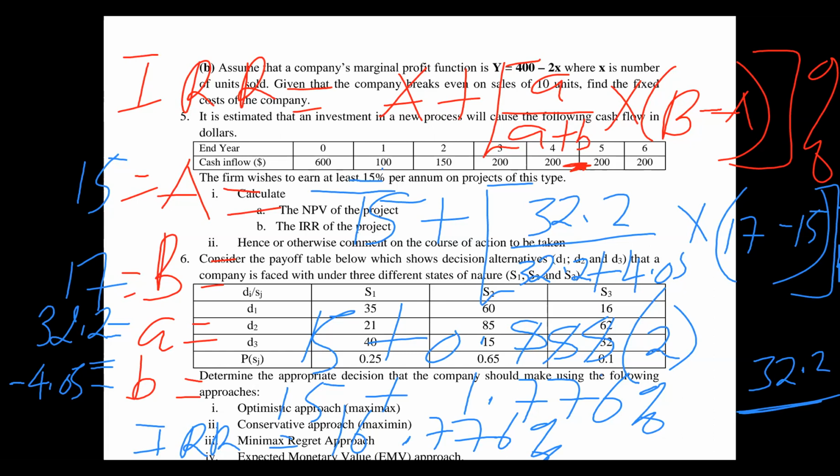I repeat, if the IRR is greater than the target rate, then we can invest in the project. If it is less, we do not invest in the project because we're going to lose our money. It means we are going to invest more than what we are going to receive. But again, if these two values are equal, it means we receive exactly what we invested in the project.